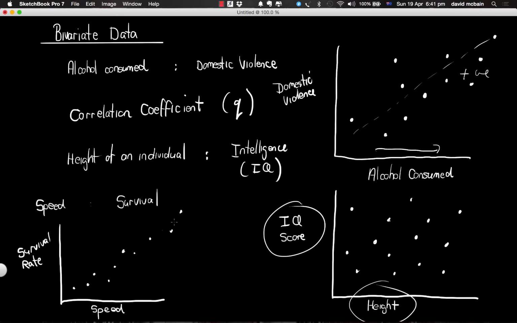Now, if you've got a shape like this, which is actually quite close to a straight line, that would suggest that it's a very strong correlation. So this is telling us that there is actually a very, very strong connection between the speed with which an occupant is travelling and the survival rate of that occupant if they have an accident in the car. And so what this chapter is about is us looking and investigating different ways of analysing relationships between data.